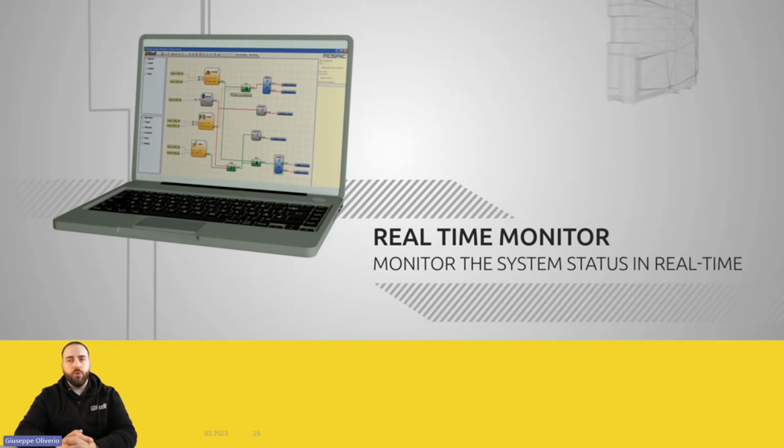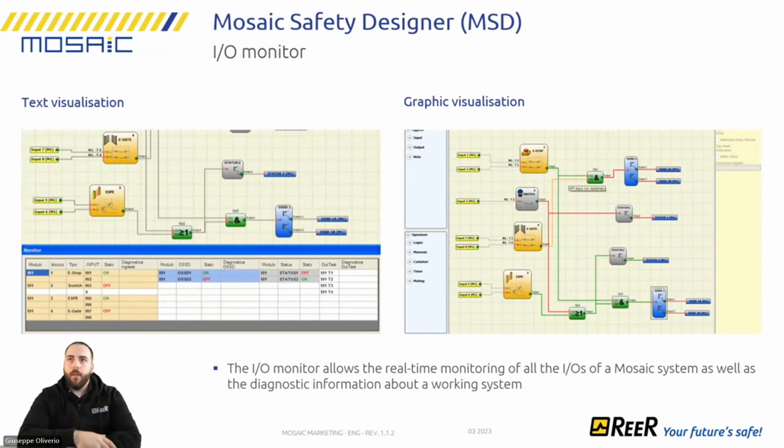Real-time monitoring. You can do this through the USB, or with M1S COM, you can do this through the RJ45 connector. And we have two different ways to monitor. We have the graphical monitor that you can see on the right, and the text monitor that you can see on the left. The text monitor is more like the variable table where you can also see the status and diagnostic. And the graphical is more, let me say, user-friendly. You will see the colors, dashed lines, red or green lines.